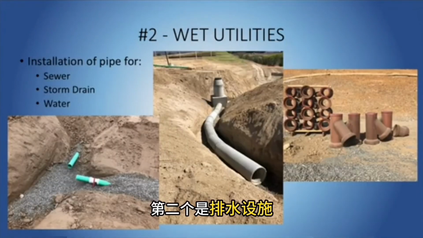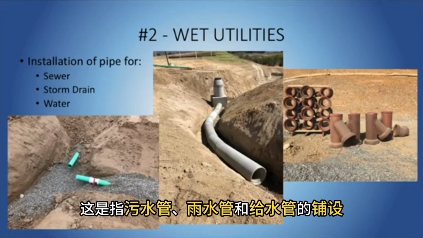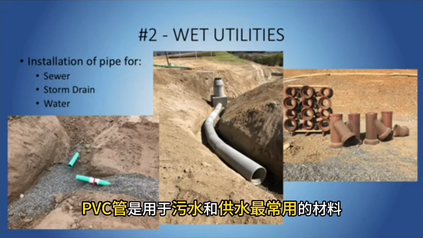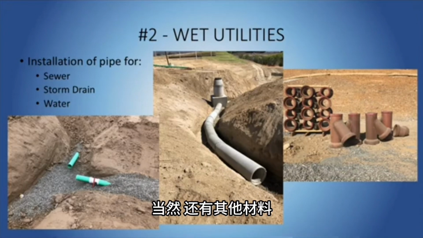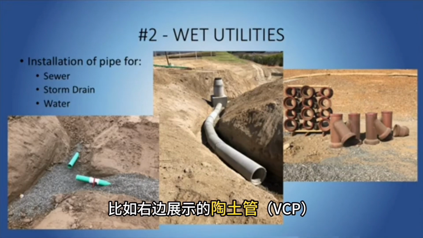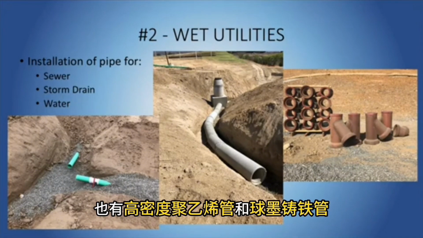Number 2 is wet utilities. That's your installation of pipe for sewer, storm drain, and water. Now the picture there on the left shows PVC for sewer. PVC, that's the most common material that we use for sewer and water. And the storm drain right there in the middle, we typically use reinforced concrete pipe or RCP. Now of course there's other materials such as vitrified clay pipe or VCP as shown there on the right. There's also HDPE and ductile iron.